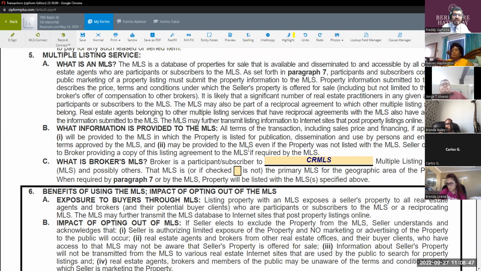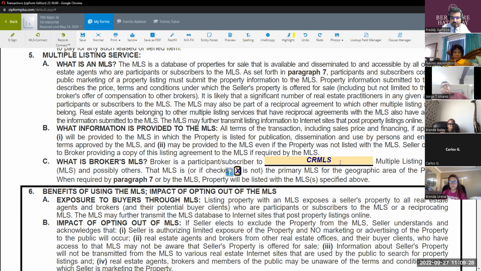So now, what if you're selling a property in San Diego? Even though we're able to look at the properties in San Diego, they have a different MLS. Their local MLS is Sandicor. Yes, you belong to CRMLS, but you also have to notify that seller that the MLS is or is not the primary MLS for the geographic area of the property.